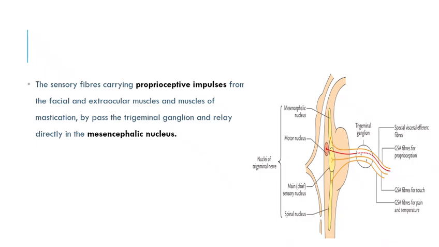Now the sensory fibers carrying proprioceptive impulses from the facial and extraocular muscles and muscles of mastication bypass the trigeminal ganglion and relay directly into the mesencephalic nucleus.